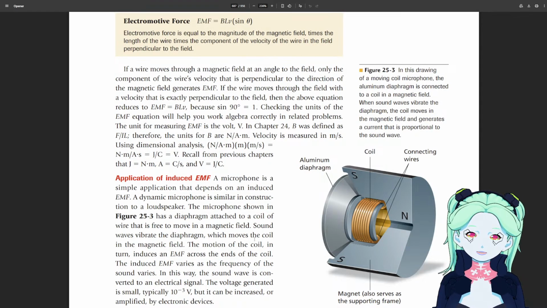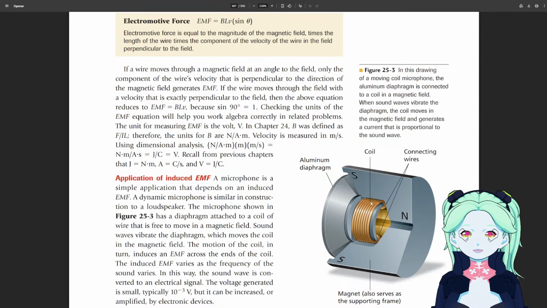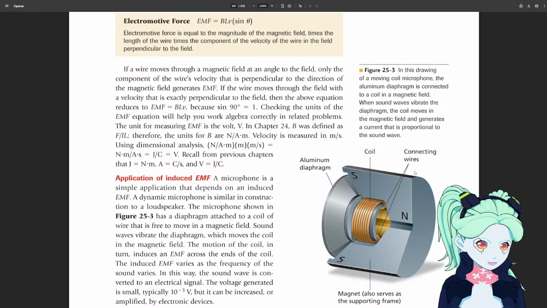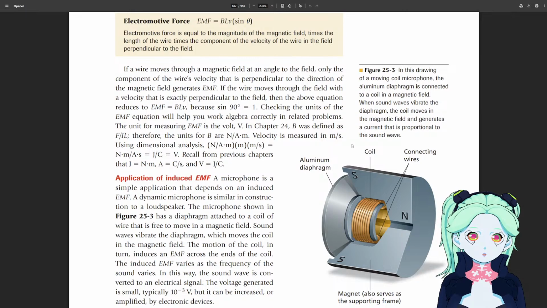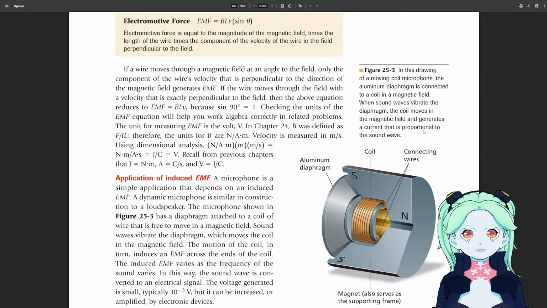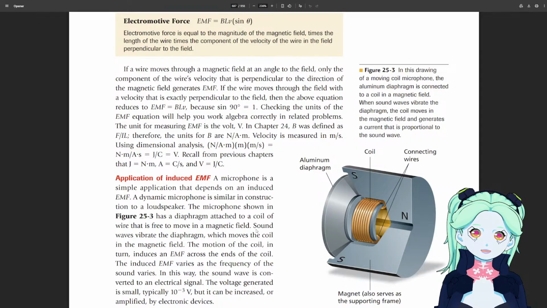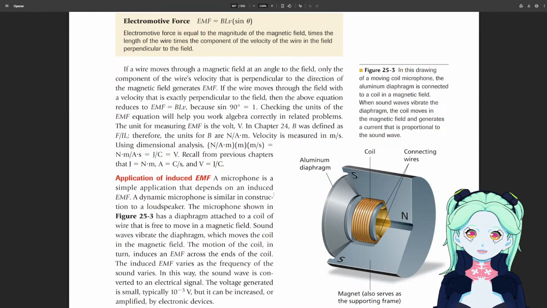The coil moves in a magnetic field. Attached to the diaphragm is a tiny coil of wire. There's also a magnet nearby. When the diaphragm moves, the coil moves inside the magnetic field. Voltage appears. Because the coil is moving in the magnetic field, a tiny voltage is produced. That voltage follows the same pattern as the sound wave, so the microphone converts sound vibrations into an electrical signal.